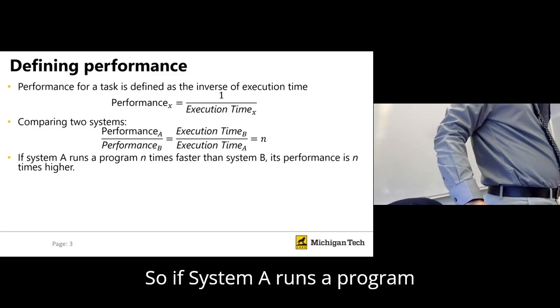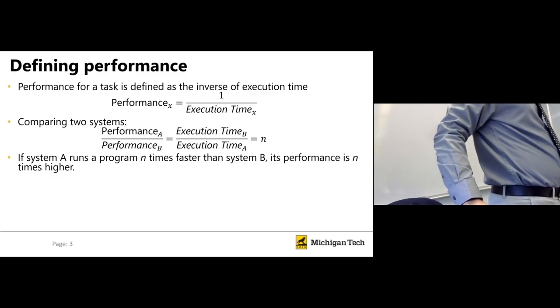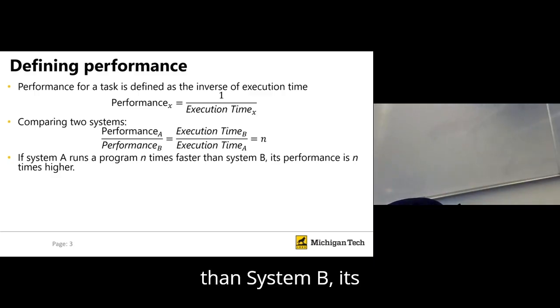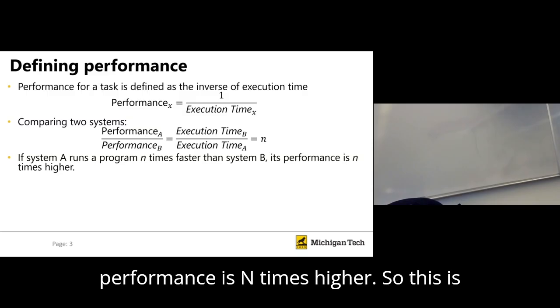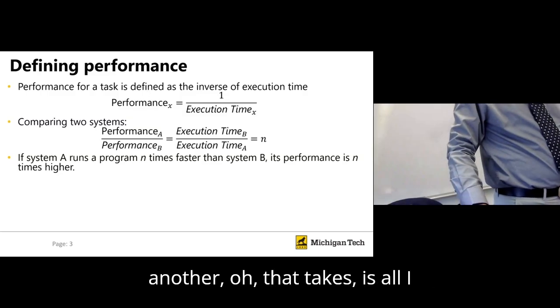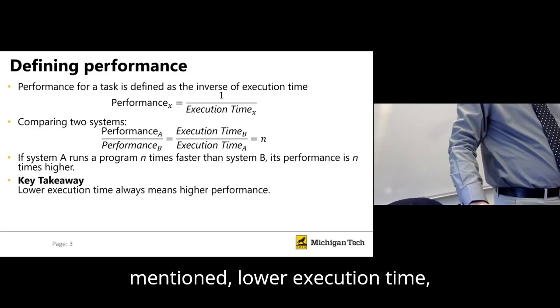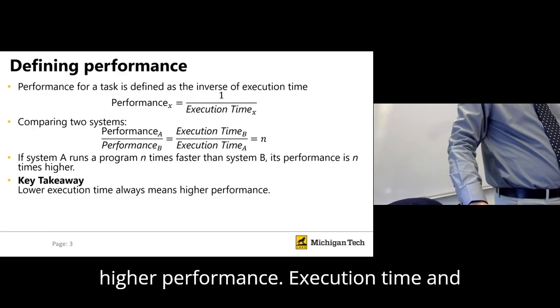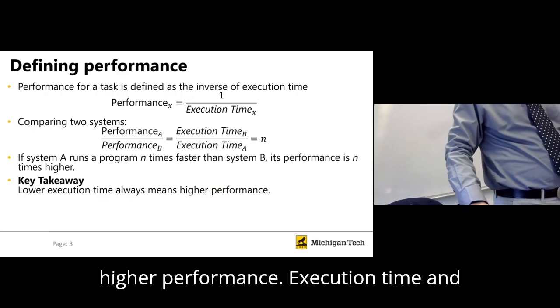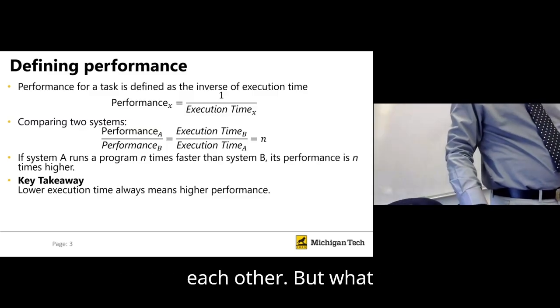So if system A runs a program n times faster than system B, its performance is n times higher. So this is something obvious. Okay, so another thing, the text already mentioned: lower execution time, higher performance. Execution time and performance are inverses of each other.